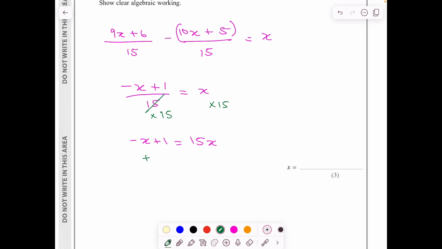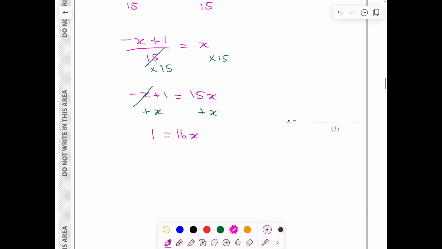Then add x to both sides to get rid of the minus x here. I get 1 equals 16x. And then to get x on its own, I need to divide both sides by 16 to get rid of the times by 16 here. And that gives me x equals 1 over 16, and I can just leave it like that. It's better to just leave it as a fraction.